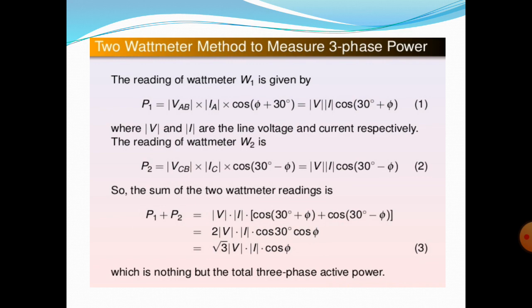In mathematical expression, cos(A+B) + cos(A−B) is equal to 2 cos A cos B. So finally the equation can be rewritten as P1 + P2 is equal to root 3 into V into I into cos phi. Already we know that cos 30 is equal to root 3 by 2. So substituting these values, finally we get root 3 into V into I into cos phi, which is nothing but the total power, the active power.